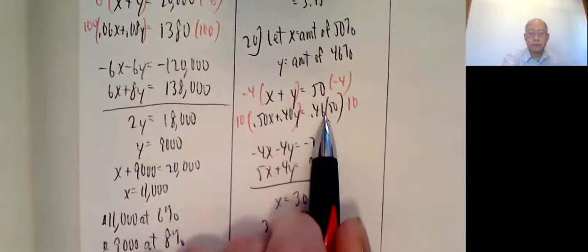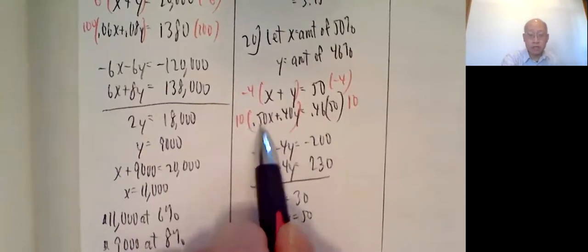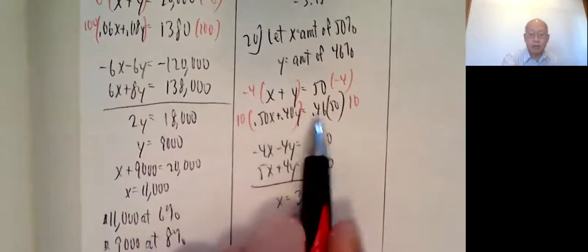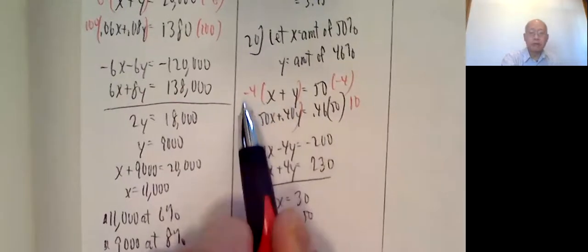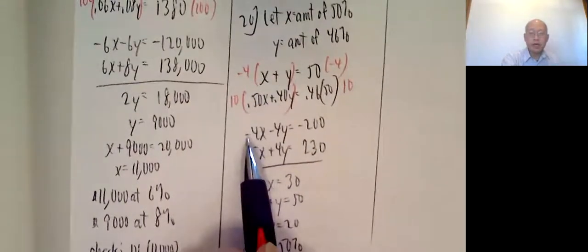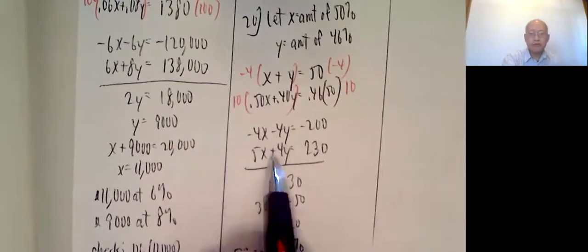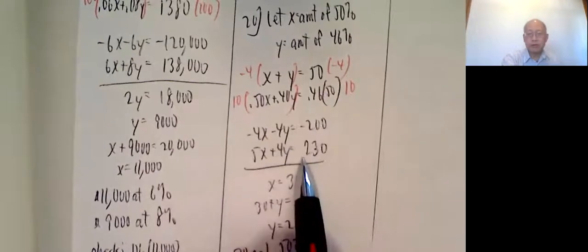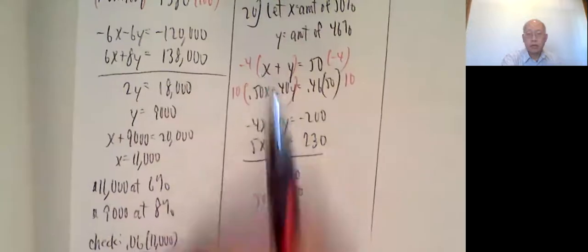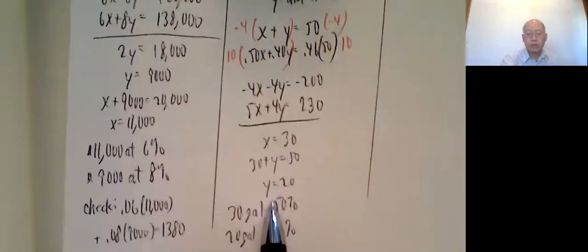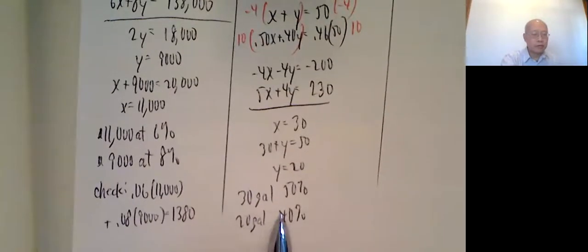Okay, this one I'll multiply by 10. I don't have to multiply by 100. 10 is good enough because I just need to move the decimal over one spot. So multiply by 10. That'll give me 5 and 4. So I'll multiply the top equation by negative 4 now. So negative 4x minus 4y equals negative 200. 5x plus 4y equals, all this multiplied together will give you 230. Add them up, x equals 30. Plug 30 into here. 30 plus y equals 50, so y equals 20. So we have 30 gallons of 50% and 20 gallons of 40%.